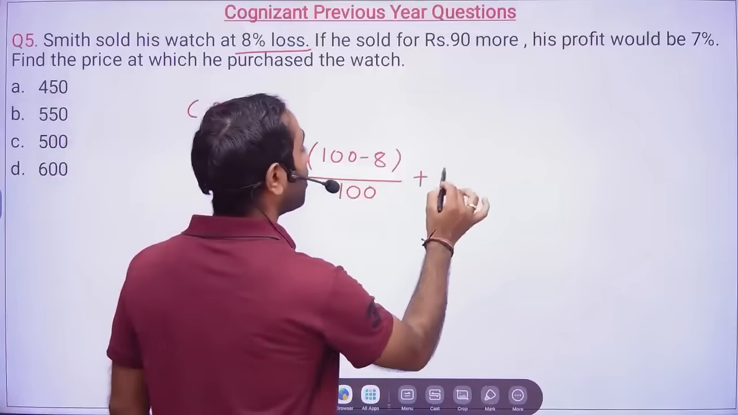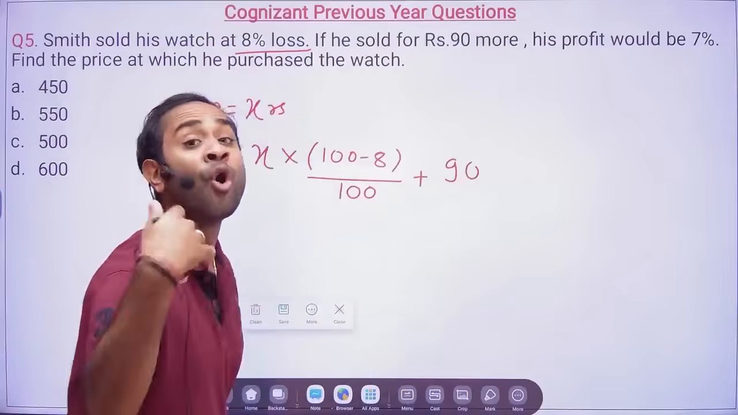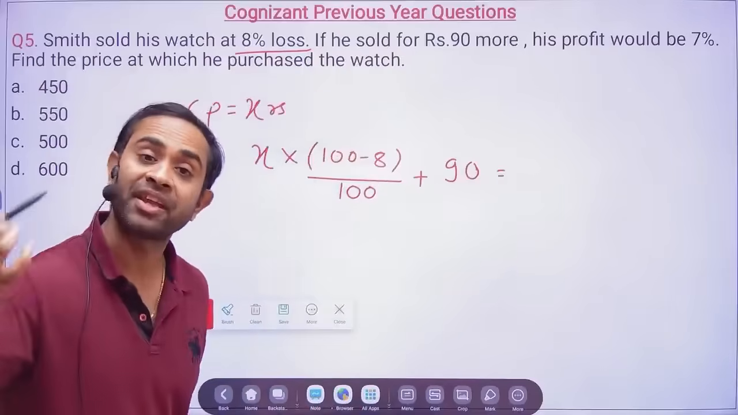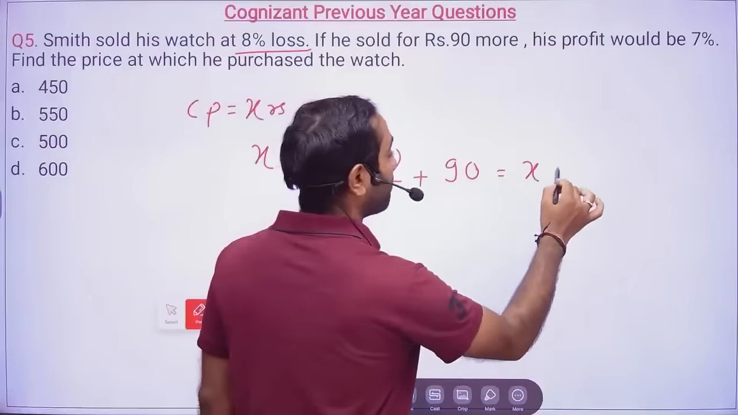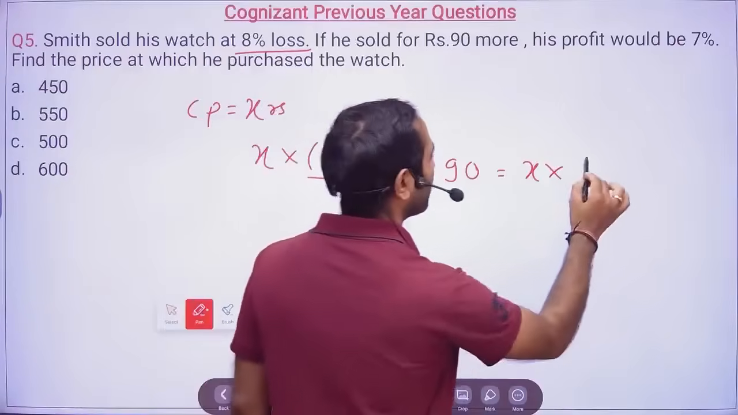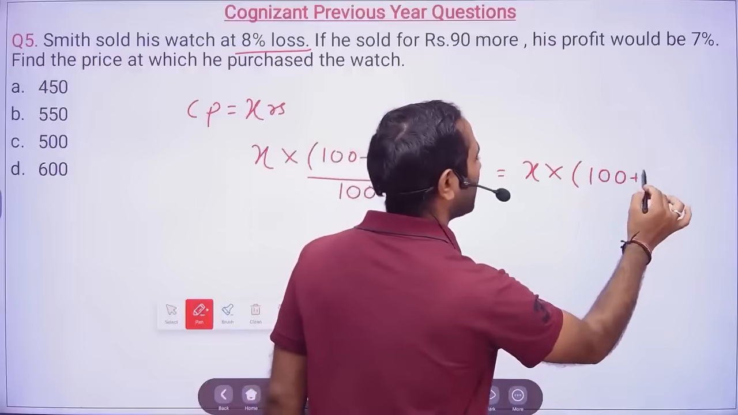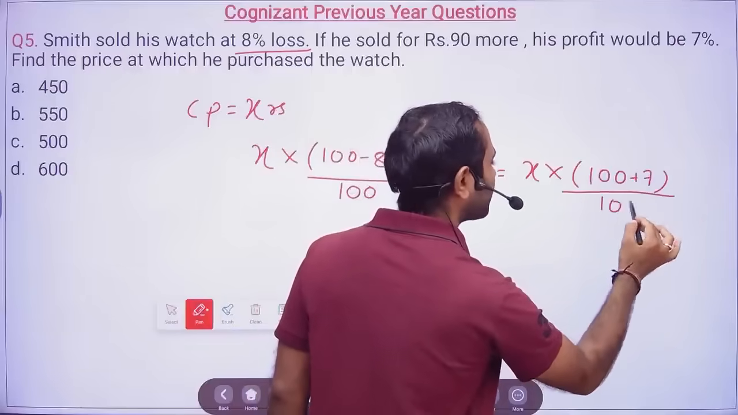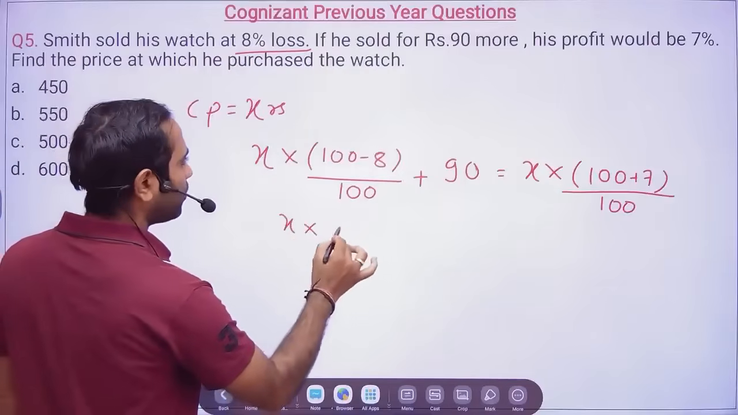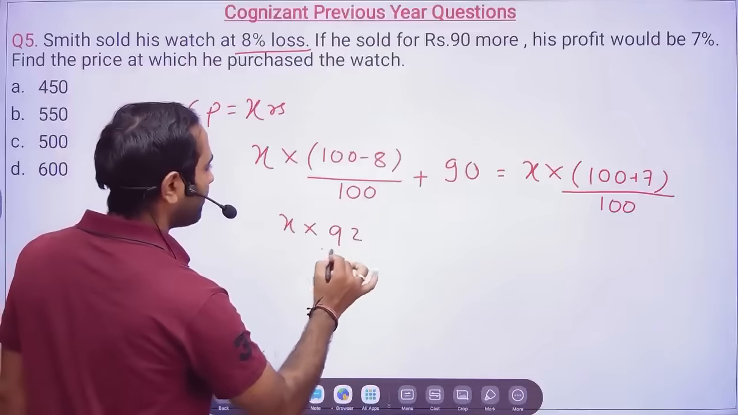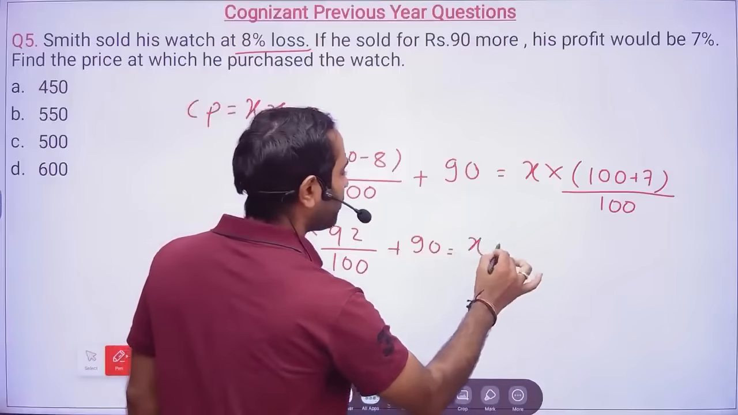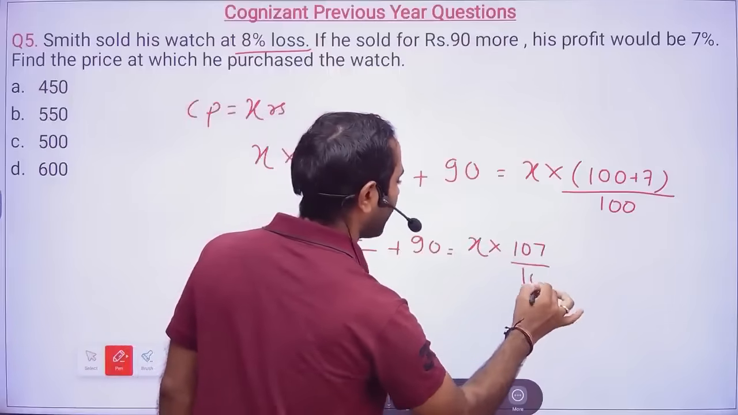If he would have sold it 90 rupees more, then his profit would have been 7%. So X rupees he has bought. If there is any profit, what did I say? Add it to 100, divide by 100. Don't use your mind here. I am totally against it in this kind of question. Okay. Now, X into 92 divided by 100 plus 90 is equal to X into 107 by 100.